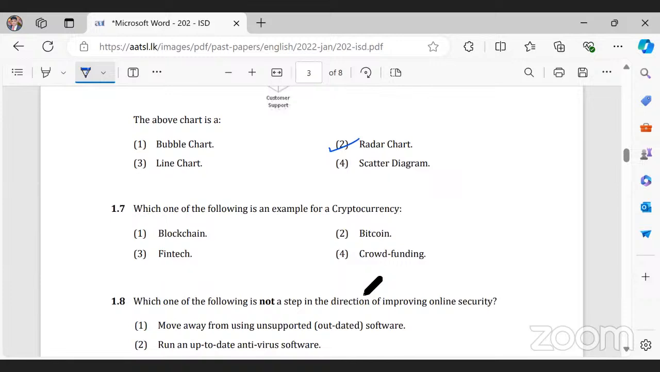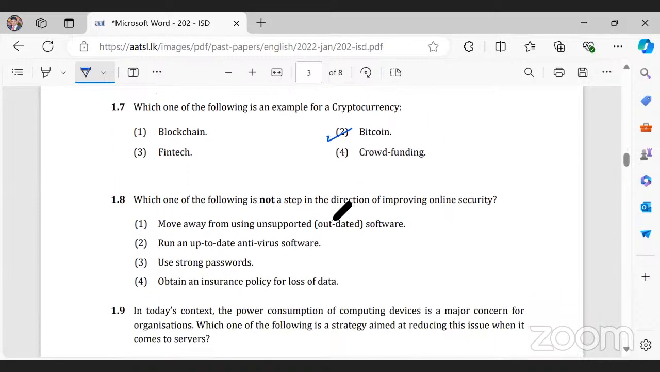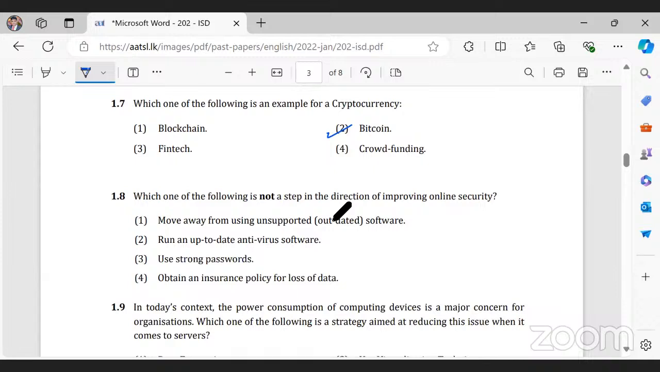Which one of the following is an example of cryptocurrency? Blockchain, that is a ledger. Bitcoin, that is correct. Fintech, that is the buzzword for financial technology. Crowdfunding is gathering money from a large audience.